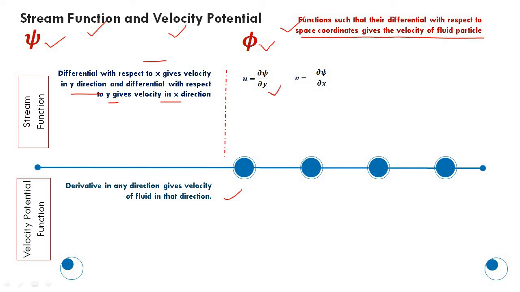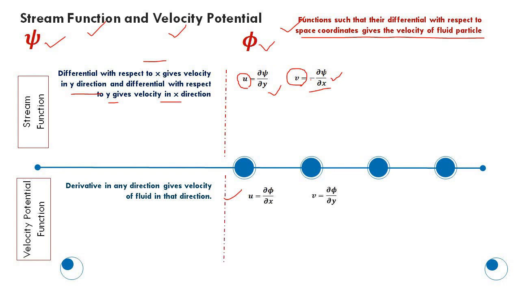Dou psi by dou y, that is the differential with respect to the y direction, is giving the velocity in the x direction, that is u equal to dou psi by dou y. Similarly, v equal to minus dou psi by dou x. So minus dou psi by dou x is the differential of the stream function with respect to the x coordinate. Alright, then it is giving the velocity along the y direction. Of course, there is a negative symbol also.